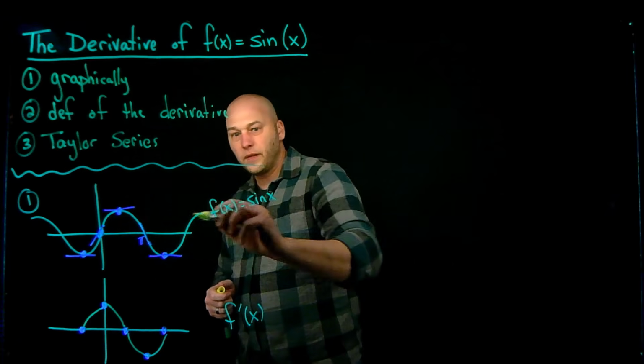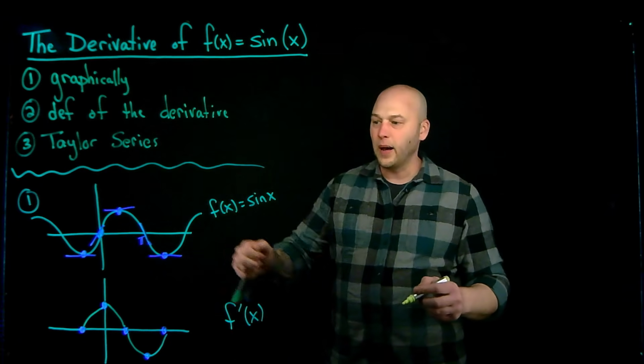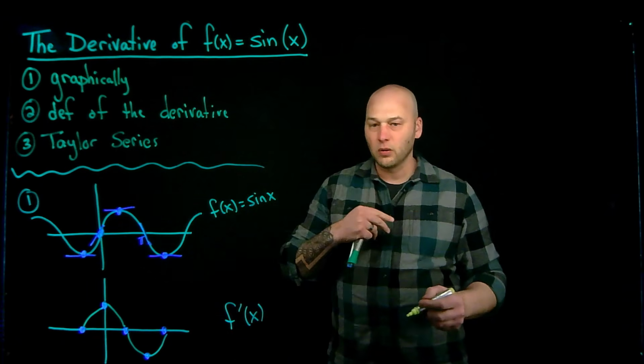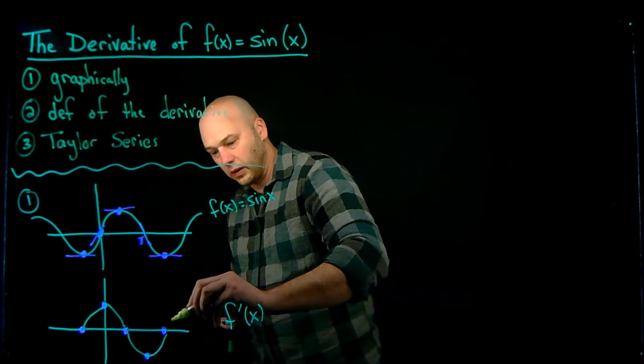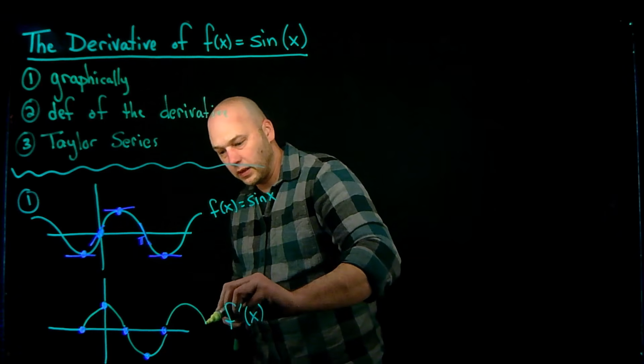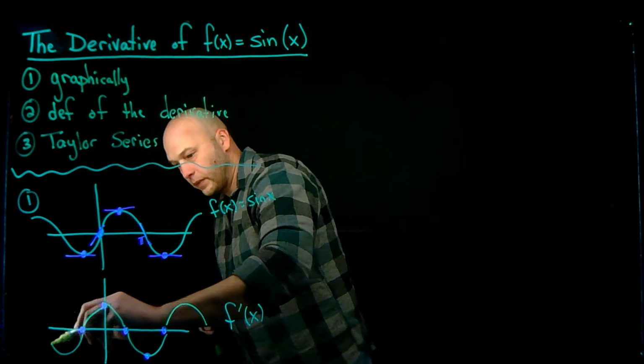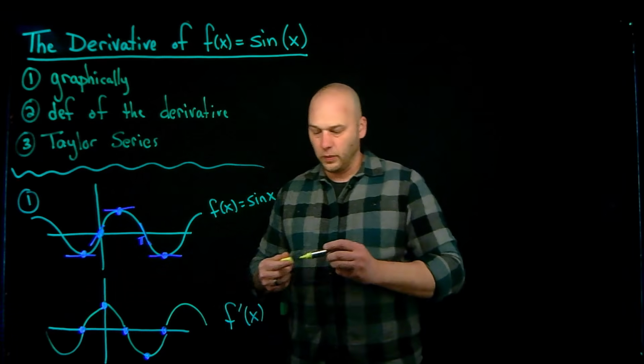And since the sine function is periodic with period 2 pi, that pattern continues to repeat itself. So it makes sense that the slopes would also repeat themselves. And that would give me something like the following. And of course, that's going to continue in both directions.